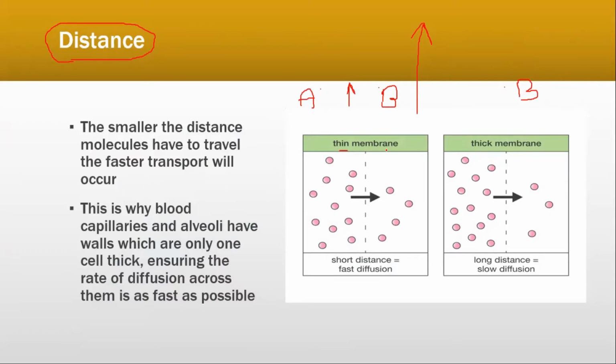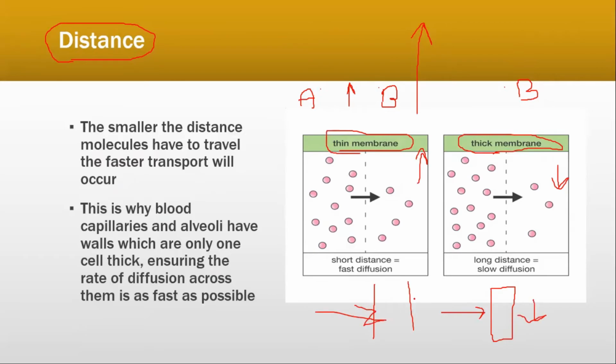Hence, if I have a thin membrane on one side and a thick membrane on the other, of course, the thinner the membrane, the faster the diffusion will take place. The thicker the membrane, the slower the diffusion. Short distance, faster diffusion. Long distance, slower diffusion.